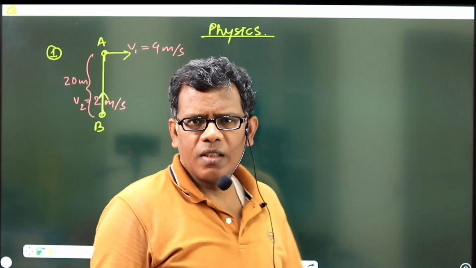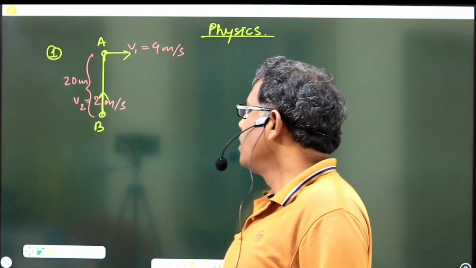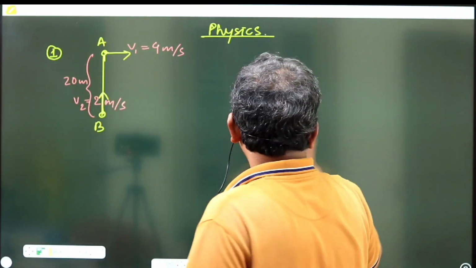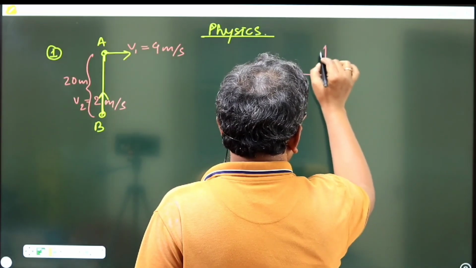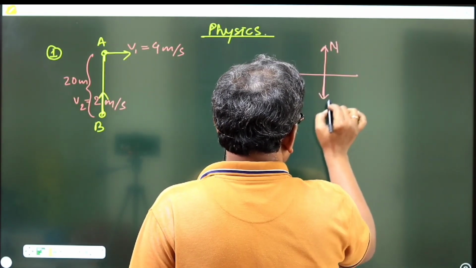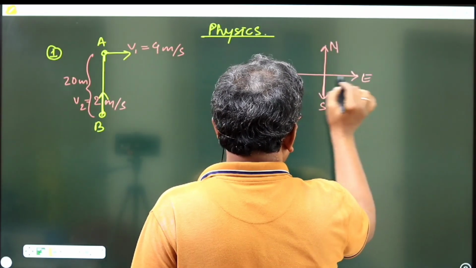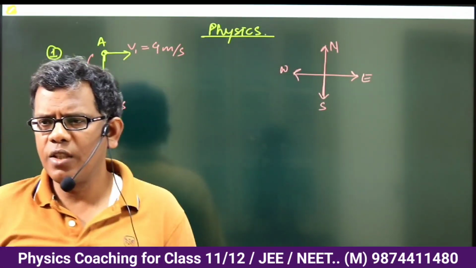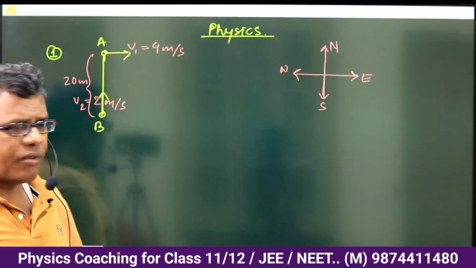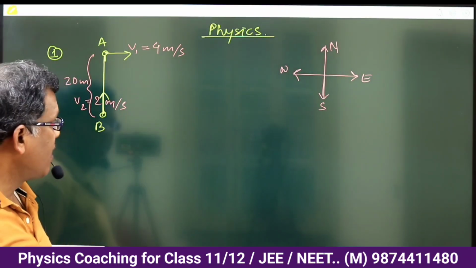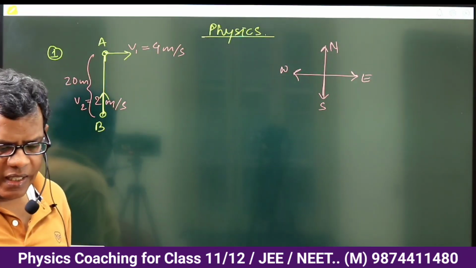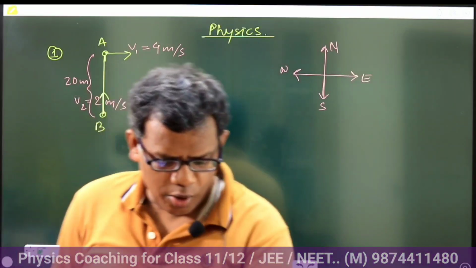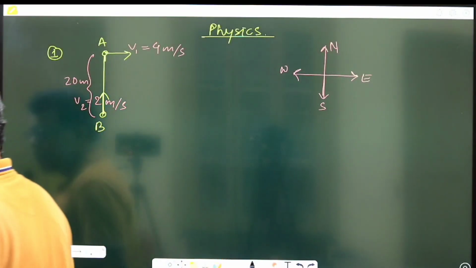Well, this is the situation given, right? According to the diagram, we can relate it like this: north, south, east, west, right? So based on this directional information, we can say that A is located initially due 20 meter north of B. Yes or no?